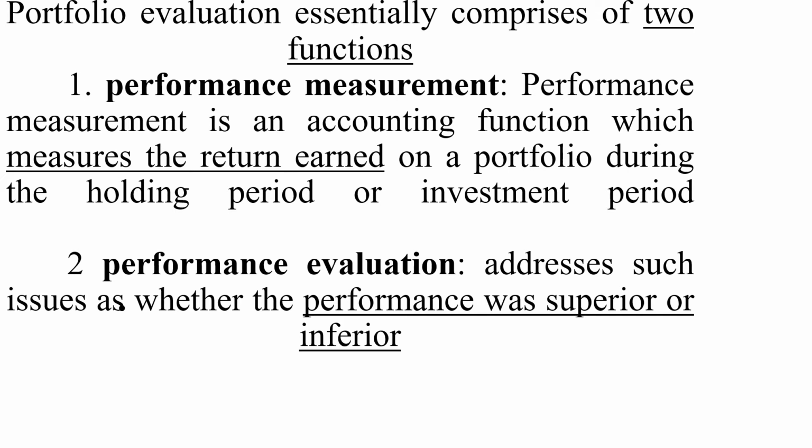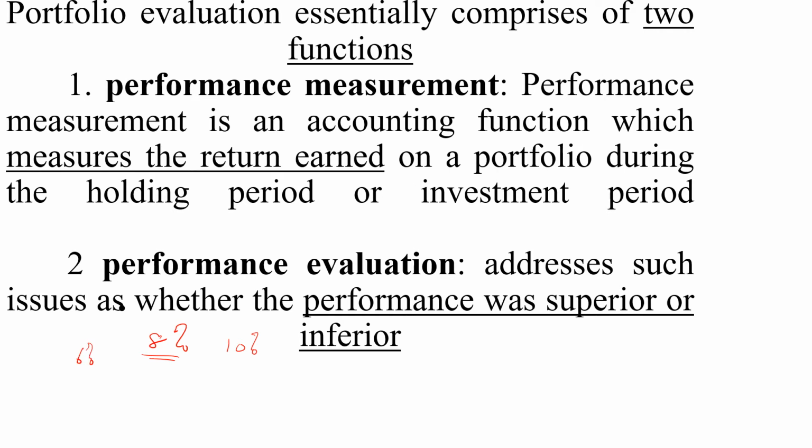When you say holding period, you might have invested during January. That entire year you hold the security, and during the year end you're trying to measure whether you have earned the returns, and you evaluate it. What do you evaluate? You try to find out whether the performance was superior or inferior. That means you might have expected a return of 8%. You're trying to find out whether that 8% was achieved or not. Have you achieved a superior 10% or have you achieved returns of only 6%?